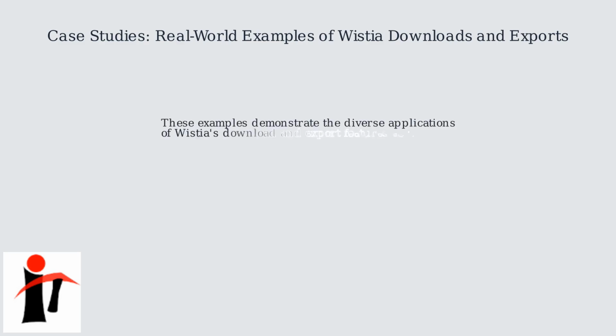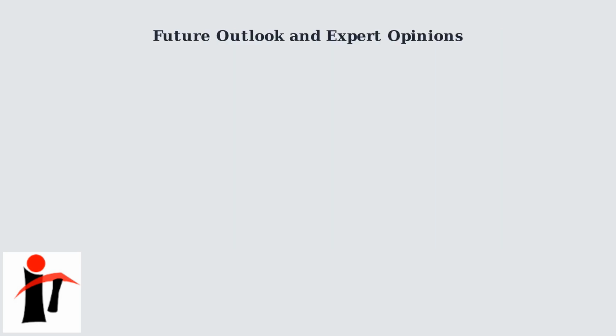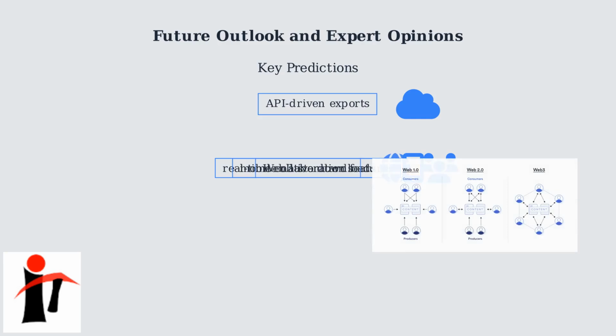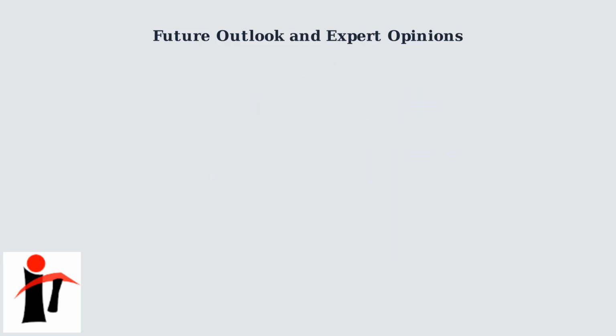These diverse examples highlight how Wistia's download and export functionalities serve various industries, from enterprise marketing to education, startups, and nonprofit advocacy, adapting to different security and integration needs. Looking ahead, experts predict more API-driven exports and potential real-time collaboration features for Wistia. The platform may expand mobile-native downloads and adopt Web3 standards for decentralized content ownership.